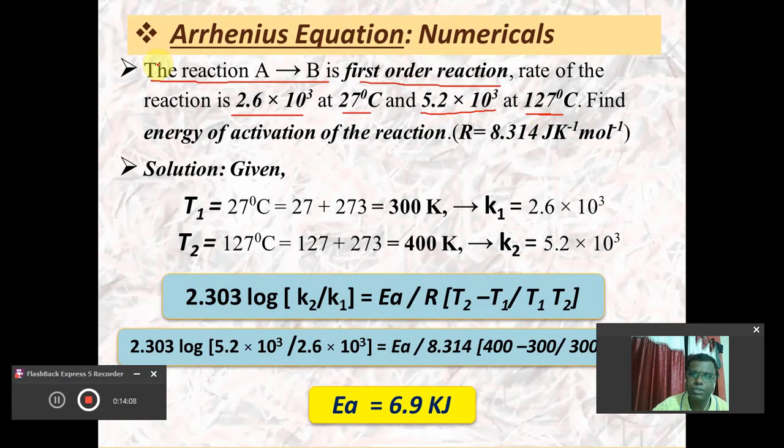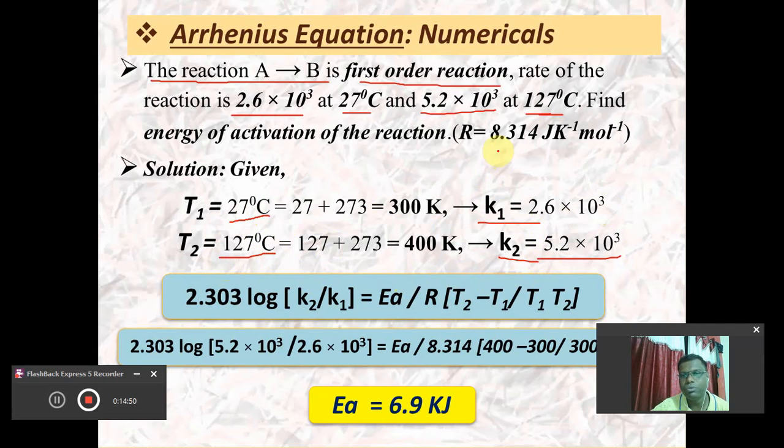So on the basis of the same, again we will be able to calculate the energy of activation. I am not going into detail, because this is the same numerical as the previous one. The difference only is that here the actual values of K1 and K2 are provided, and in the previous problem the relation between K1 and K2 was given, that K2 is twice K1. But here the actual value of K1 is 2.6 into 10 raised to 3 at a temperature of 27 degrees Celsius, and K2 is 5.2 into 10 raised to 3 at 127 degrees Celsius.